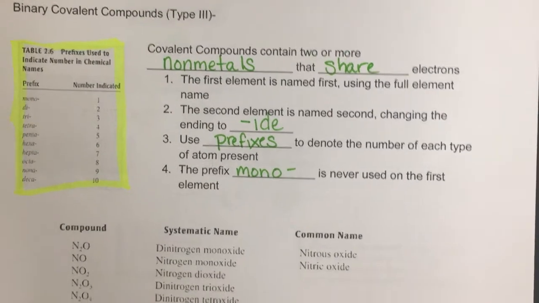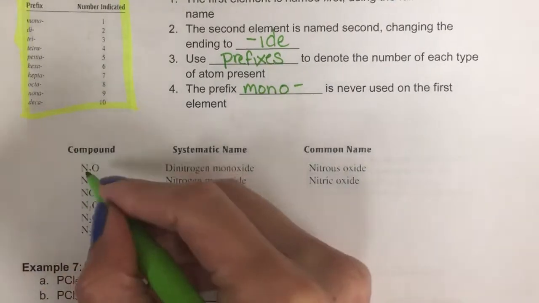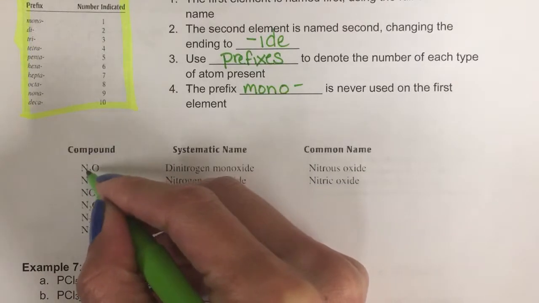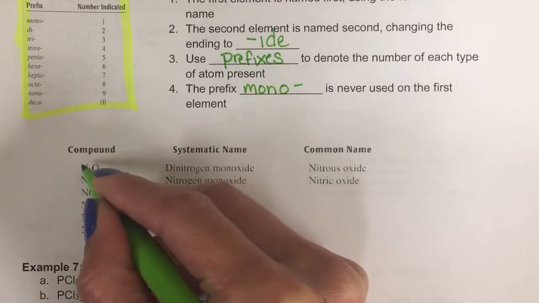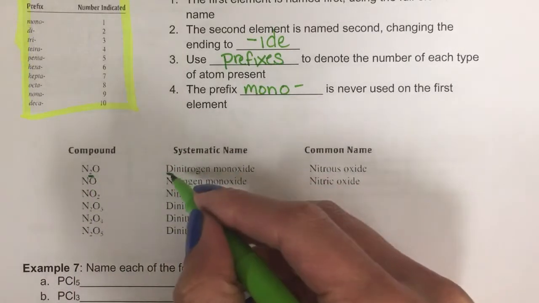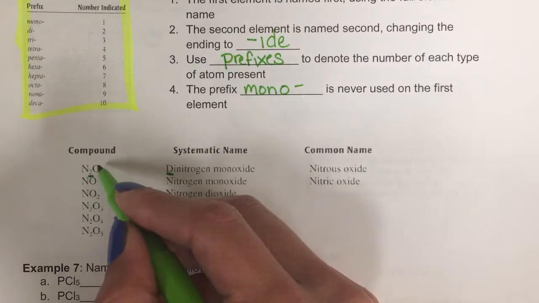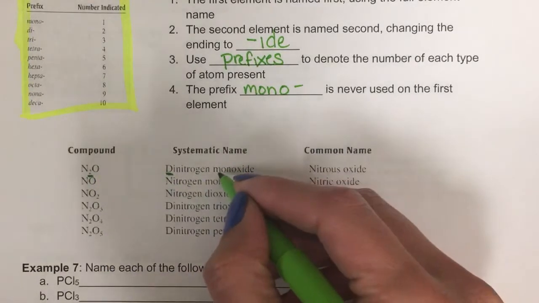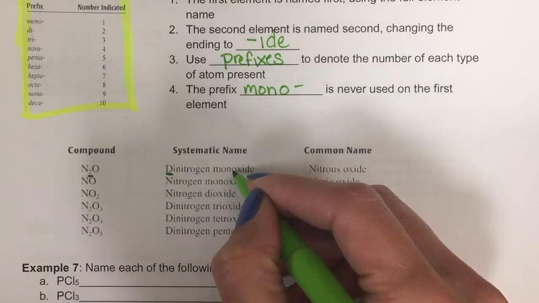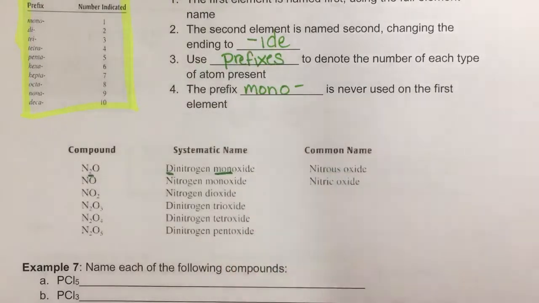Okay? So we said that mono is never used on the first element. The first element only gets a prefix if it's more than one. In this case, I have 2 nitrogens. 2 is di, so di-nitrogen. I always use a prefix for the second one. I only have 1 oxygen, so it's mono, and then I name the element oxygen, change the ending to IDE.